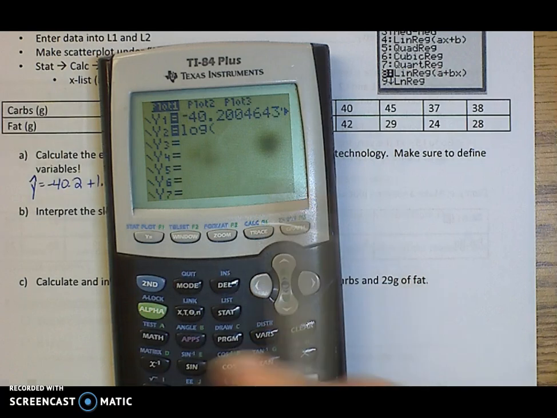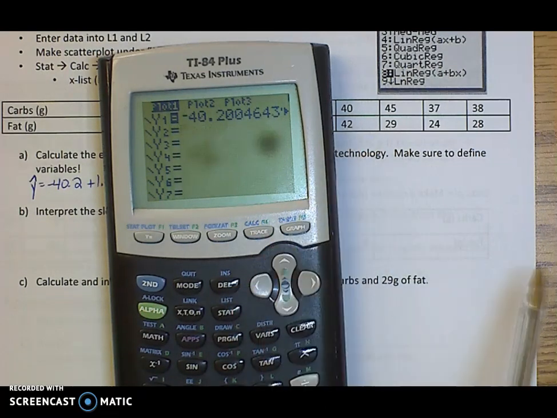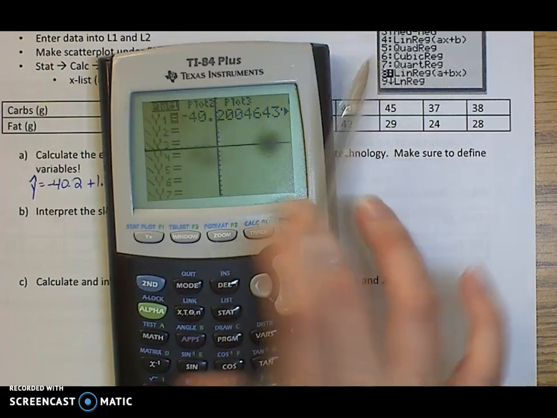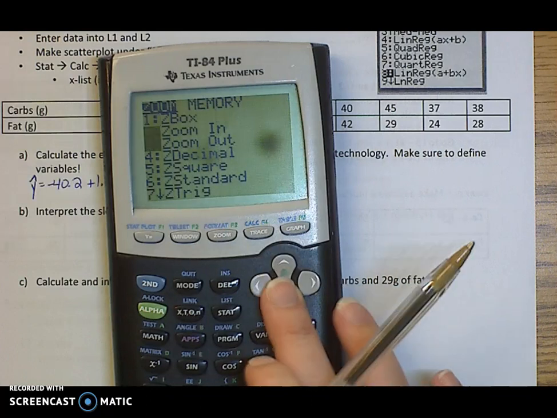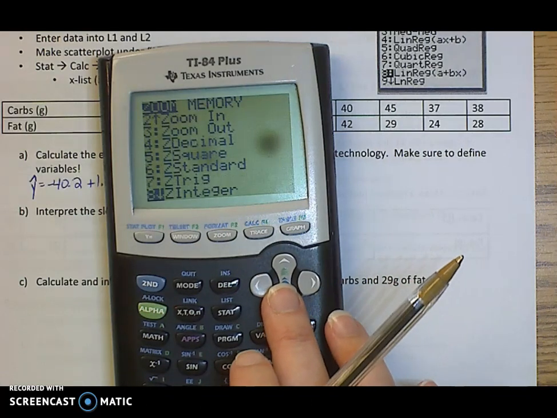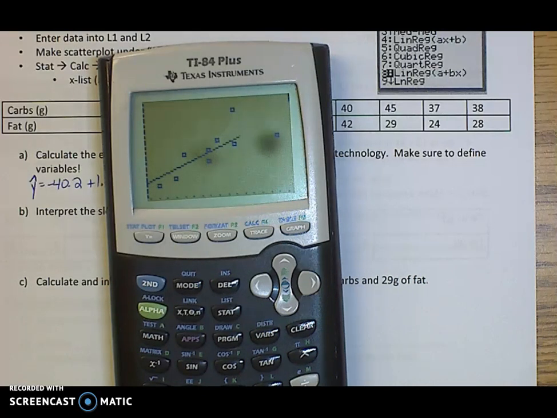So if you want to see what this looks like, if I go to the y equals, look, my equation is there. Log doesn't need to be there. And then if I go to graph it, now if I just hit regular old graph, I'm not going to see anything. This is why we have to go to zoom and hit option 9, because we're in stats class, so we're going to choose zoom stat. And lo and behold, my scatter plot with the line on top of it.